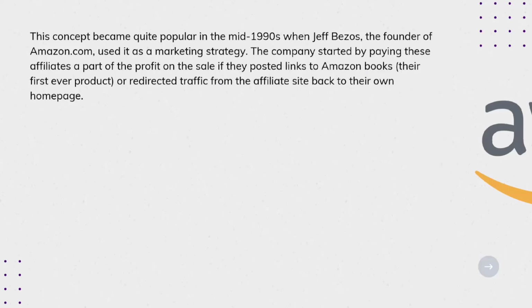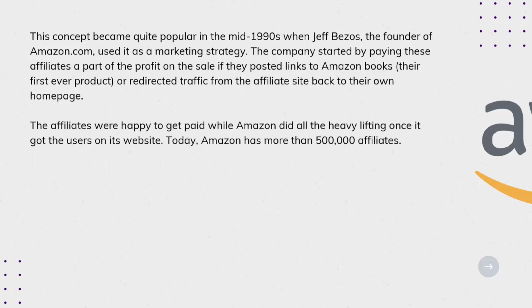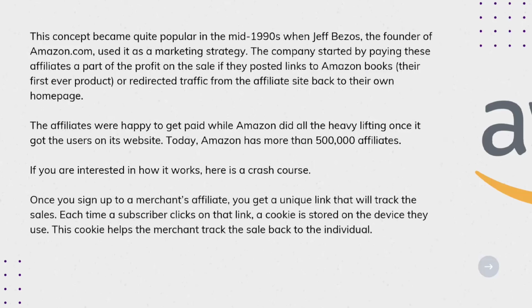The affiliates were happy to get paid while Amazon did all the heavy lifting once it got the users to its website. Today, Amazon has more than 500,000 affiliates. If you're interested in how it works, here's a crash course. Once you sign up to a merchant's affiliate, you get a unique link that will track the sales. Each time a subscriber clicks on that link, a cookie is stored on the device they use. This cookie helps the merchant track the sale back to the individual.